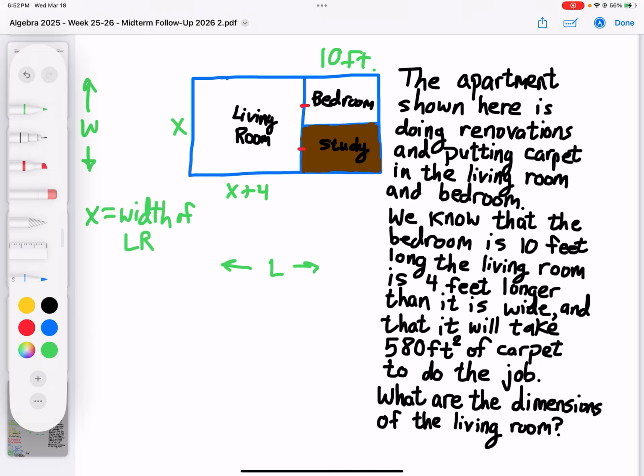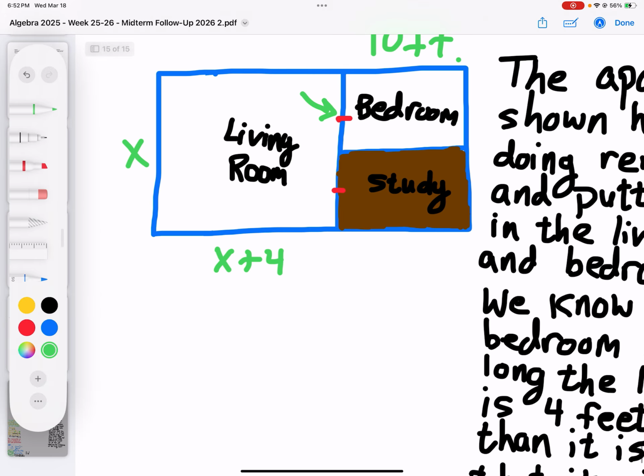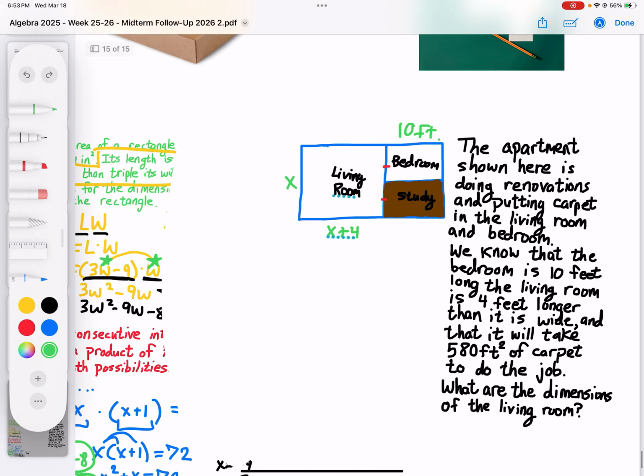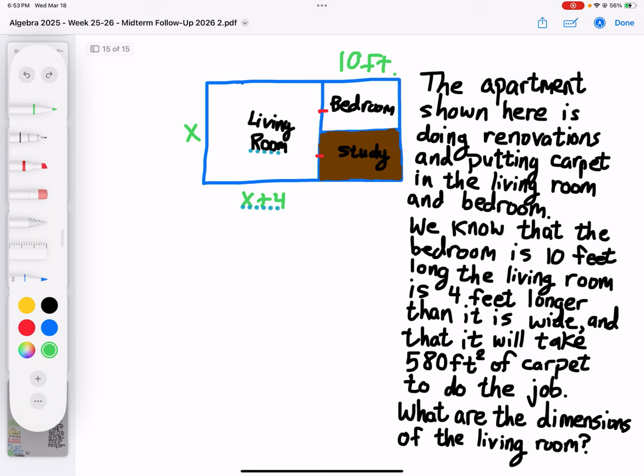The only labels that you're not familiar with yet, but this is honestly a really good intro to geometry next year: when two line segments, so this wall of the bedroom and this wall of the study, both have those little red dashes on them, that means those two line segments are congruent, meaning these two things are exactly the same length. Okay, so to recap, we now have a labeled diagram. It's going to take 580 square feet of carpet to do the job, and we have to figure out the dimensions of the living room.